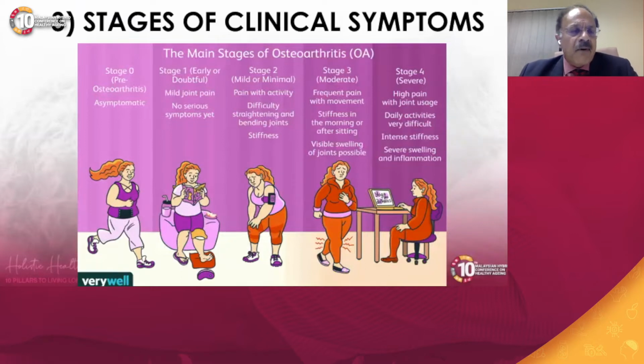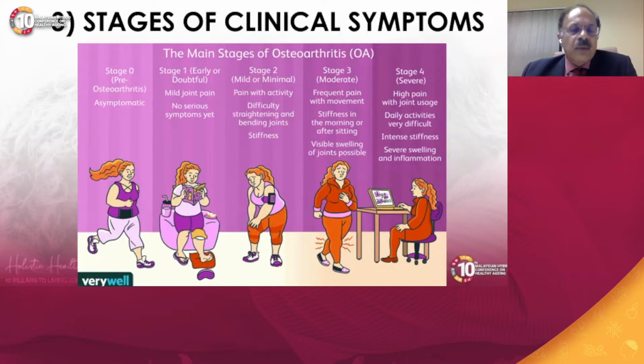Now, the stages of clinical symptoms can be very broadly classified. Stage 0 is, as you can see over here, this young lady running around without any issues. It's perfectly normal. Stage 1 is early or doubtful, mild joint pain with no serious symptoms and nothing that a little bit of a hot pack and foot rest can't fix, and she's quite okay probably after a couple of hours, a week or so. Stage 2, which is mild or minimal, is where you recognize that there is some pain in the knee joint. Sometimes when you're getting up from a sitting position, you have a little bit of pain.